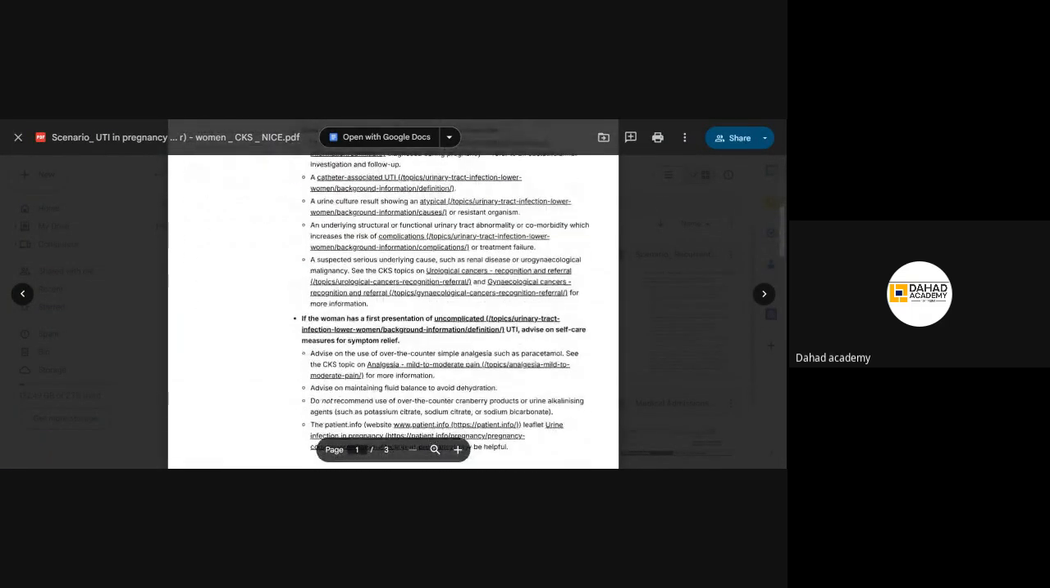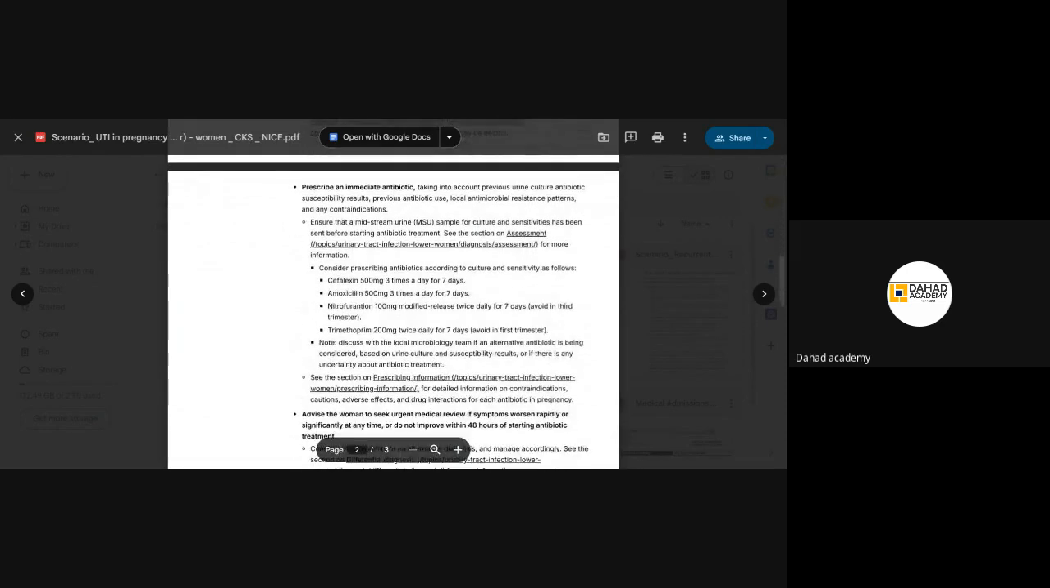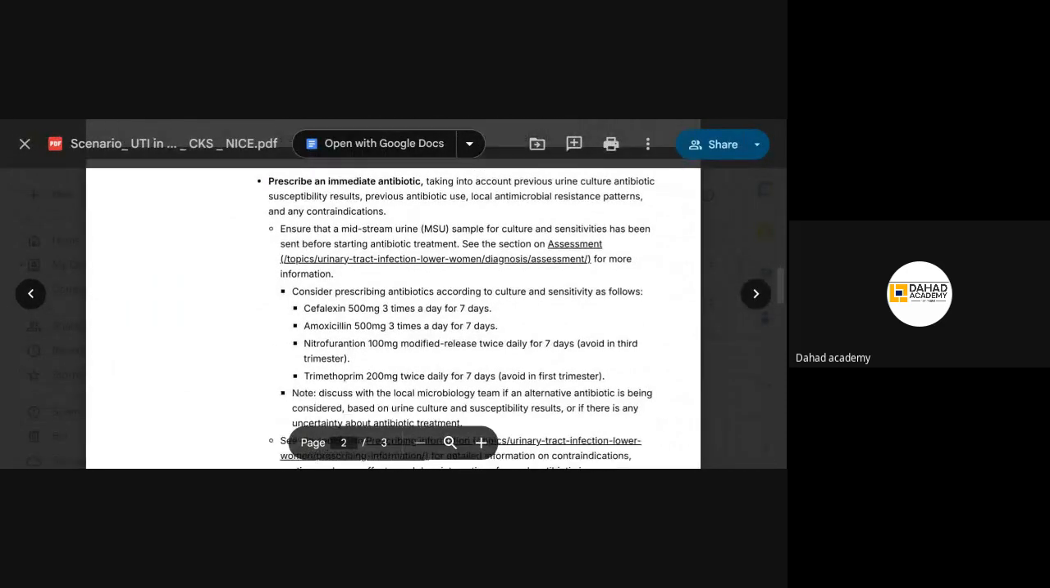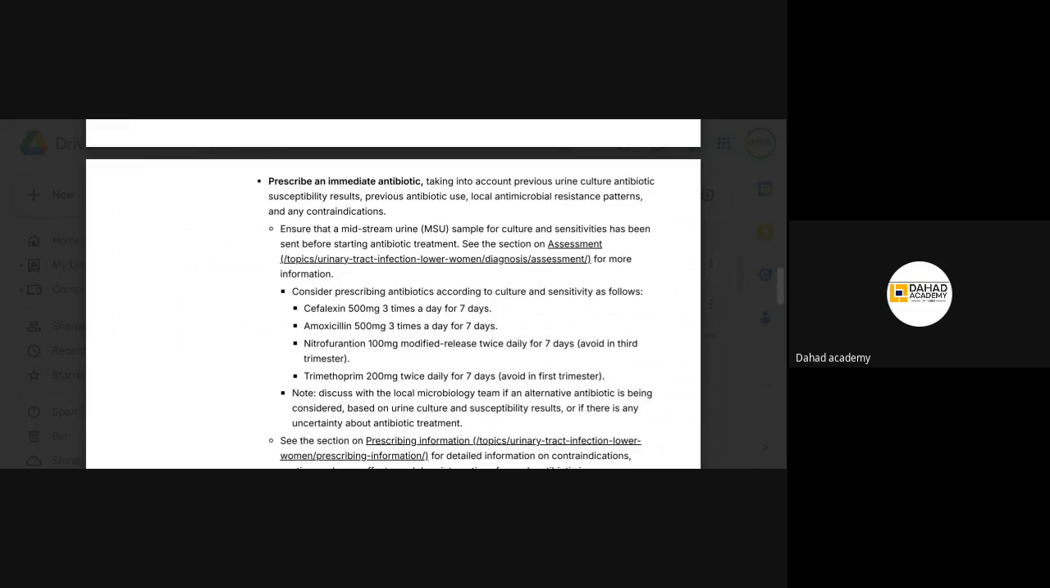And if the patient is not hematuric but is pregnant, the antibiotic you will need to consider is cephalexin as the first line, amoxicillin or nitrofurantoin. But nitrofurantoin you would avoid in the third trimester, and trimethoprim you would avoid in the first trimester, but you can give cephalexin or amoxicillin safely 3 times a day for 7 days.